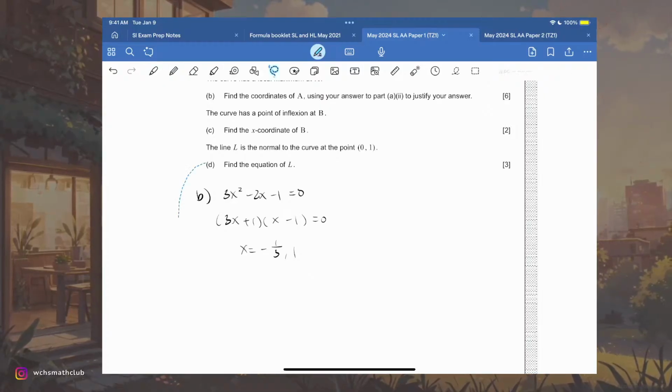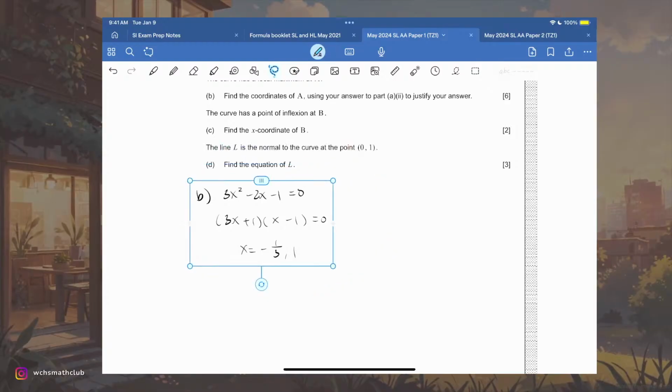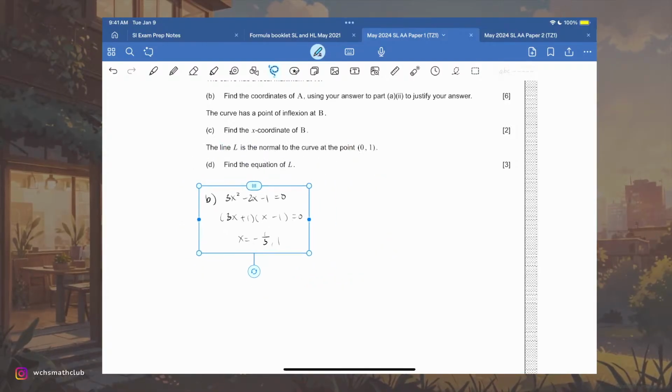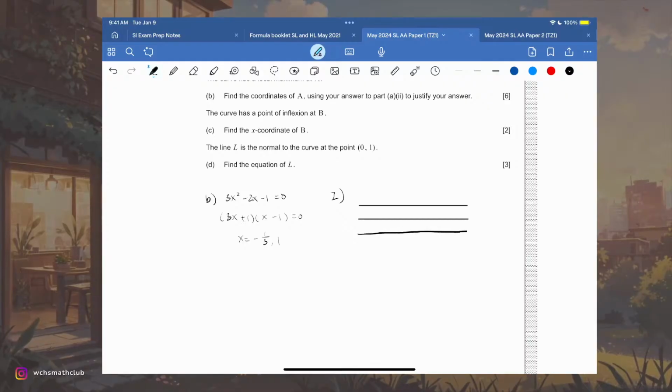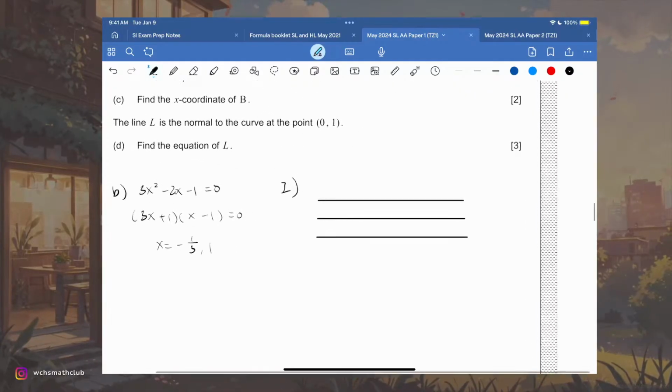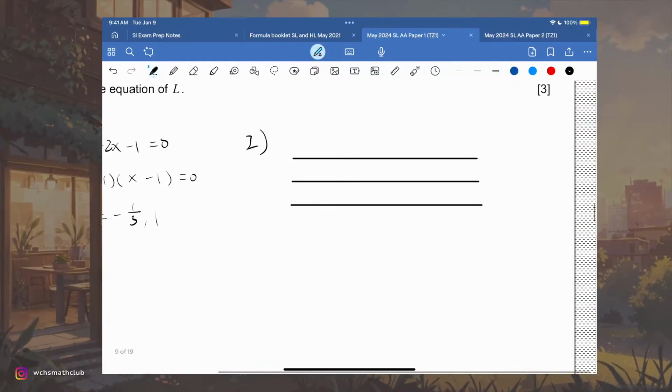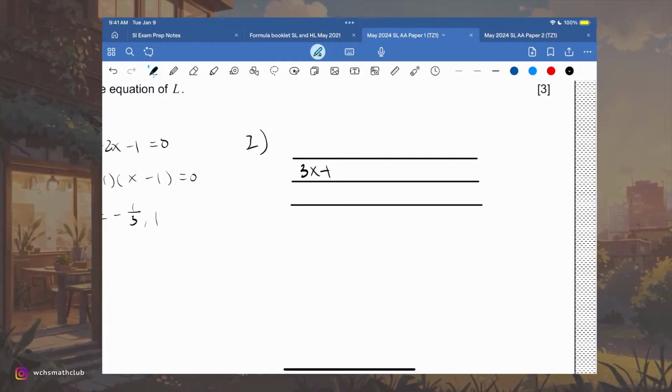There are two methods of determining the local maximum. Either one works, depends on your preference. The first method will be we do a sign chart. Just going to quickly draw the chart here. So we have 3x plus 1, x minus 1, and then dy dx.